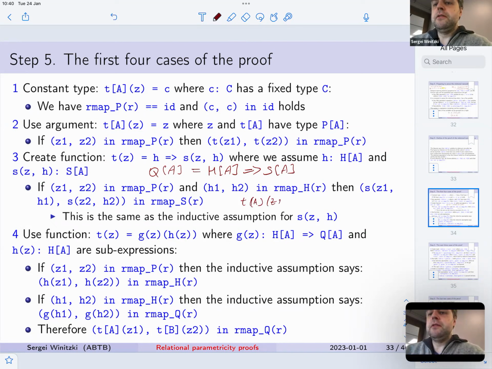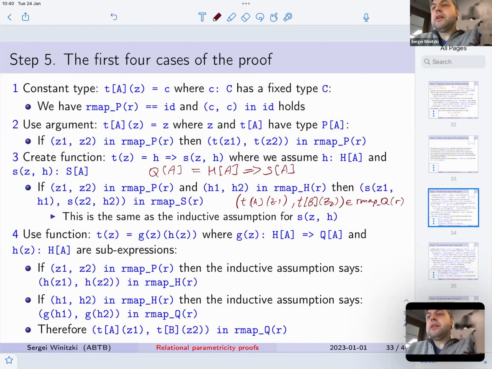Z1, T of B of Z2 are in the relation R map Q of R. So that's the same as this. But this holds because this is just the inductive assumption for S. S is a function of two free variables. And so we consider this as a tuple.